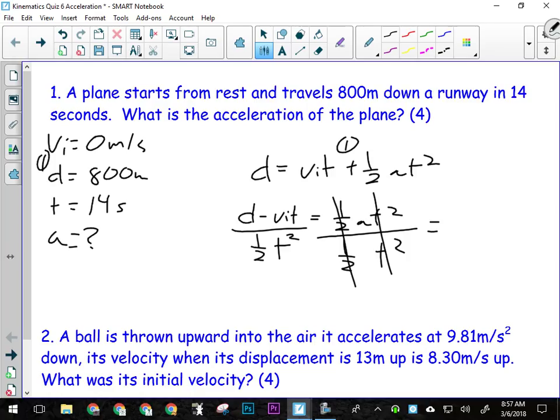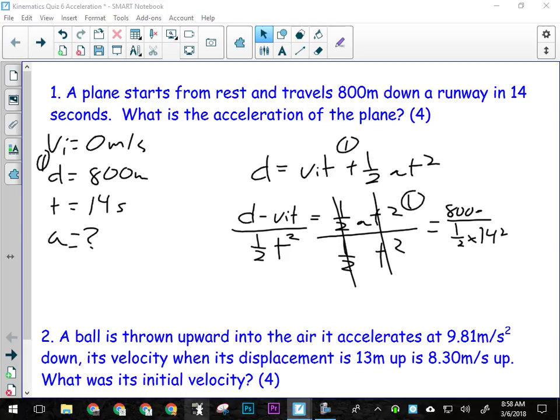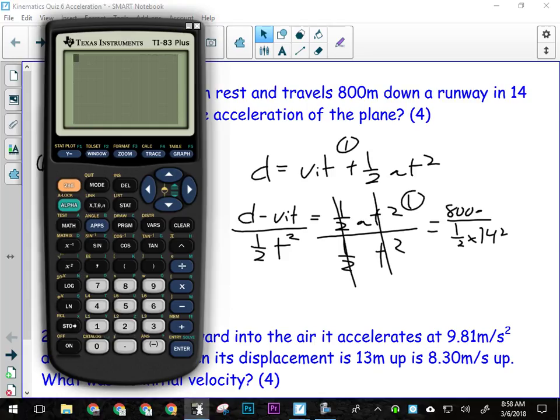So when the numbers are plugged in, that's going to be 800 meters minus 0, because the VI times T is 0, okay, divided by 1/2 times 14 squared. All right, so give them a mark if they have it manipulated either with letters or with the numbers plugged in. Makes no difference. Okay, and then we'll figure out what that is. So we got 800 divided by 0.5 times 14 squared.